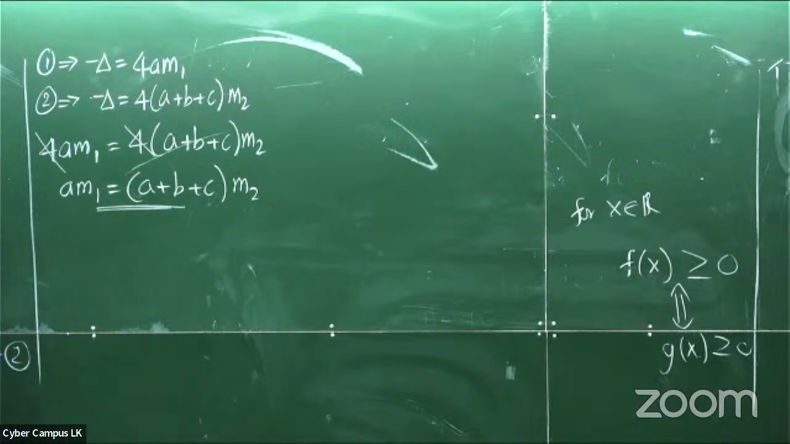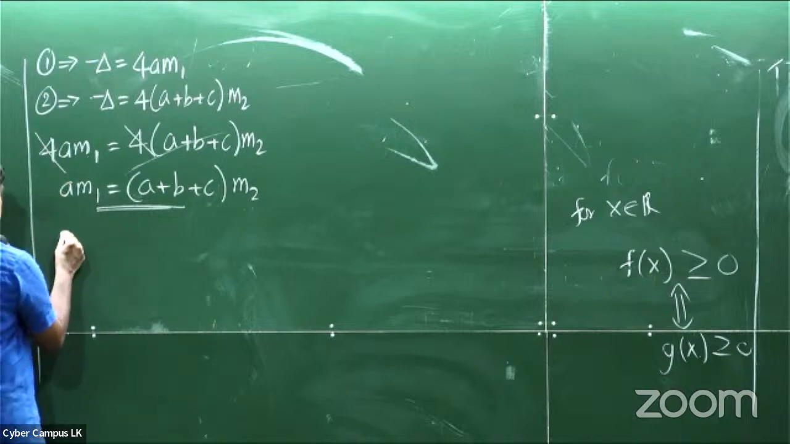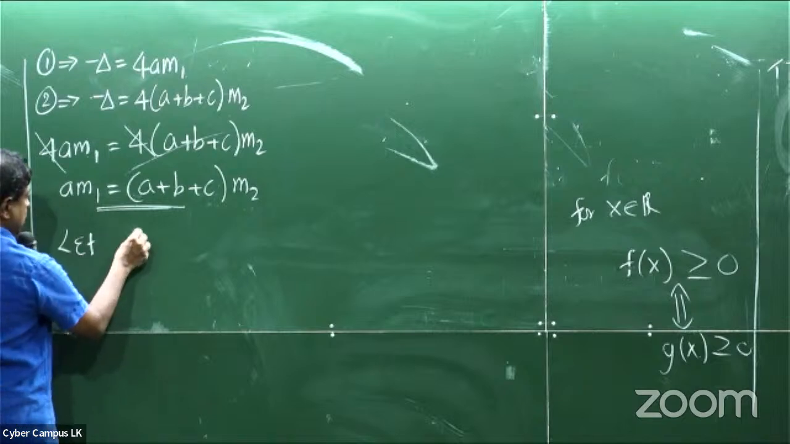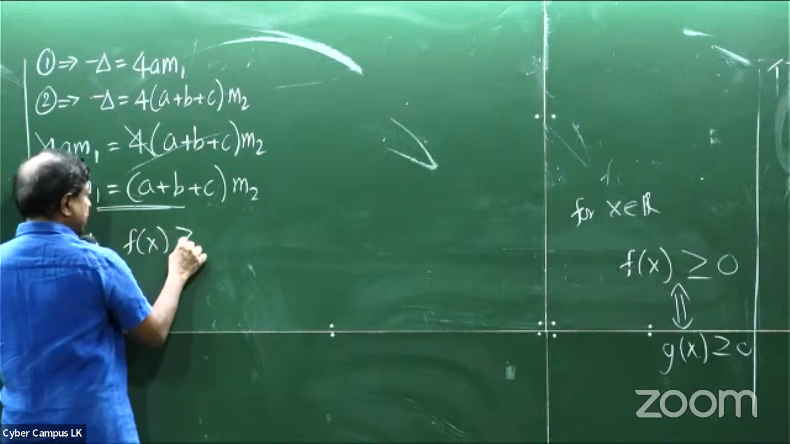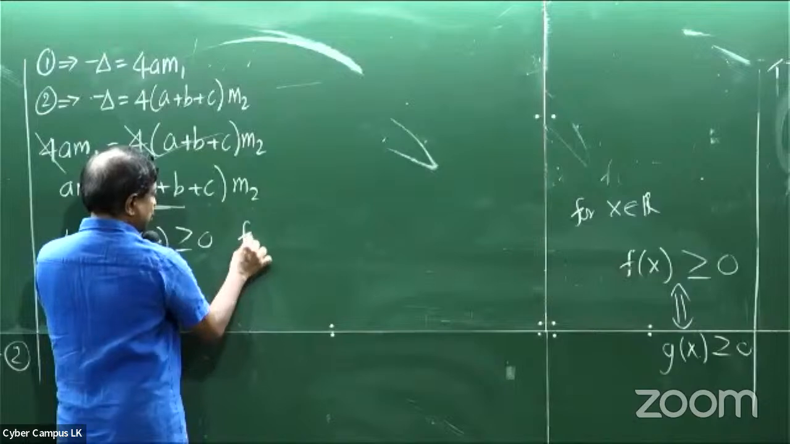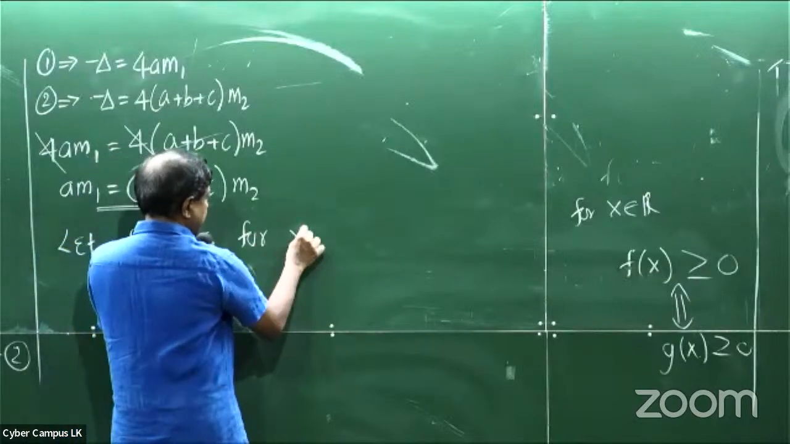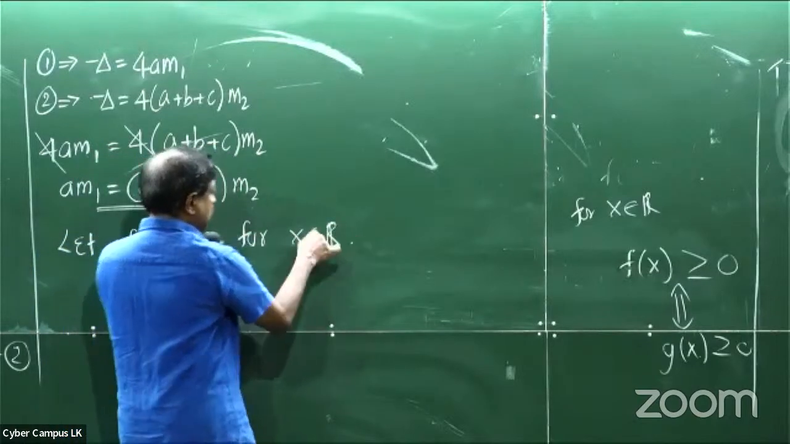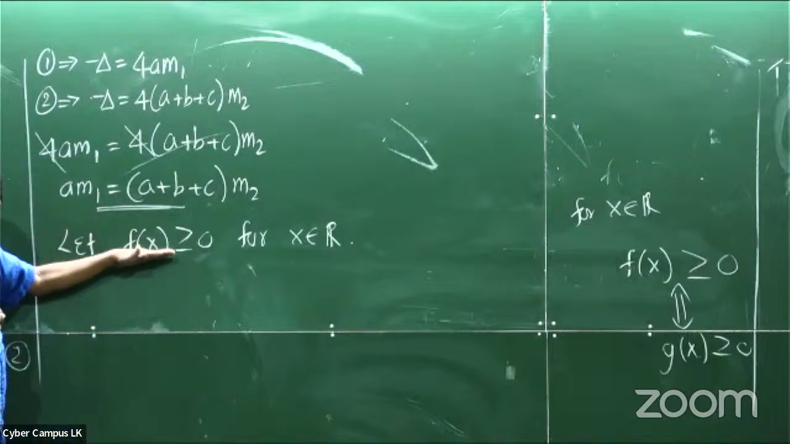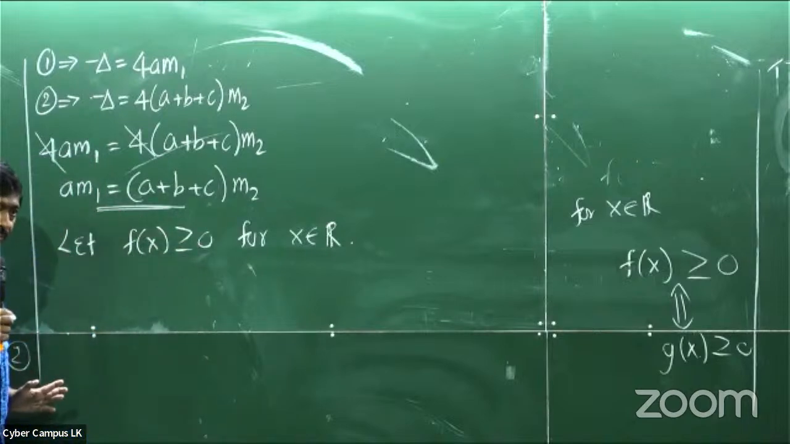This is actually the difficult section. Right. Why did you prove this one? It was not done just to solve it, but for some purpose. Now, let f(x) be greater than or equal to 0 for x in R. Again, for all real values, f(x) is greater than or equal to 0.